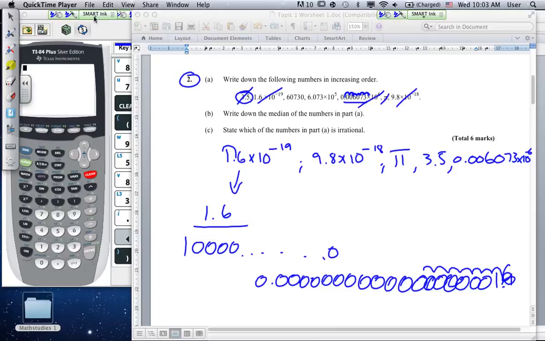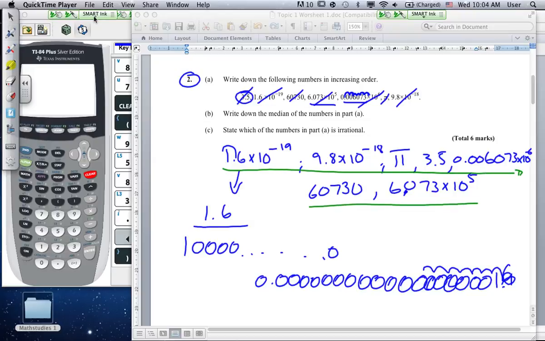Then the next one over here would be 60730. And finally, this one would be the biggest, 60.073 times 10 to the 5. I think we've done all of them here. So it would be like that, going from smallest through to biggest.